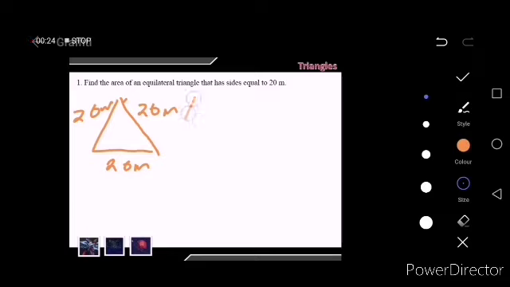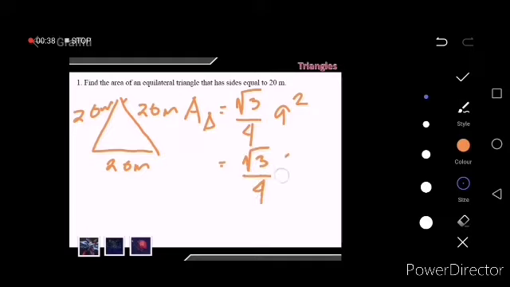Now, the simple formula for the area of any equilateral triangle is square root of 3 over 4 a squared, wherein a is the side of the equilateral triangle. Therefore, by using your calculator and substituting a, which is 20 meters, in the formula, we'll get 173.21 meter squared.